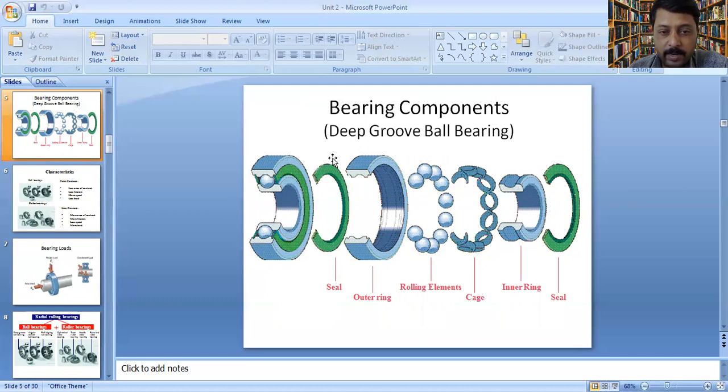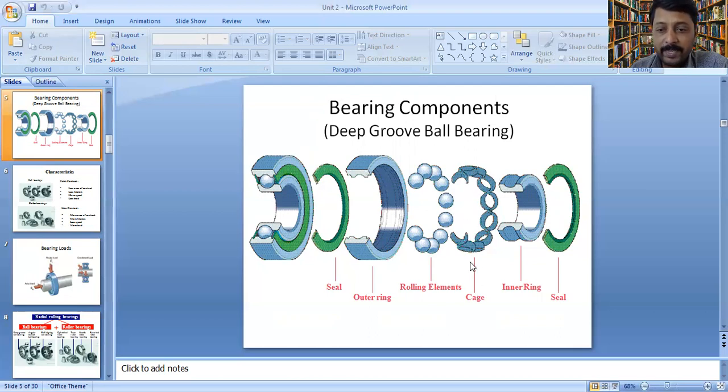You can start with the seal part. The seal part, the green part, is a seal, which is provided at this side and this side. On both sides of this ball bearing, we have to provide the seal. Into that, there is a curved section you can see over here, where we have to put these rolling elements. As we have seen, different types of rolling elements are there. Out of that, we are using the ball as the rolling element.